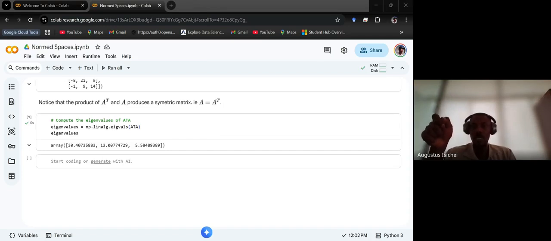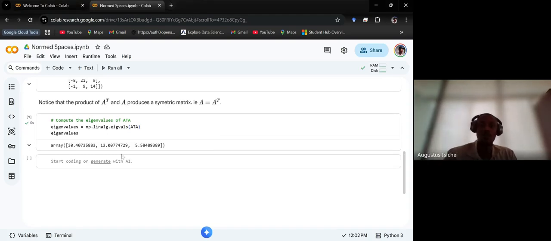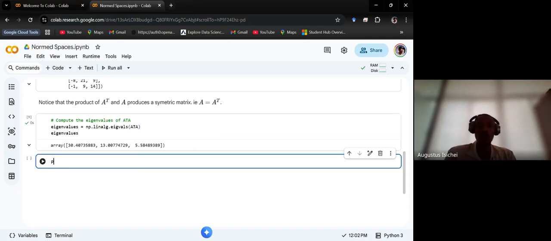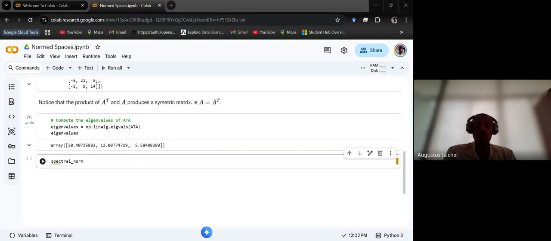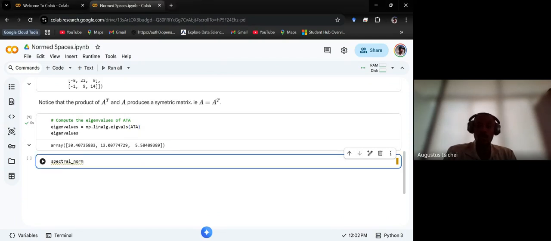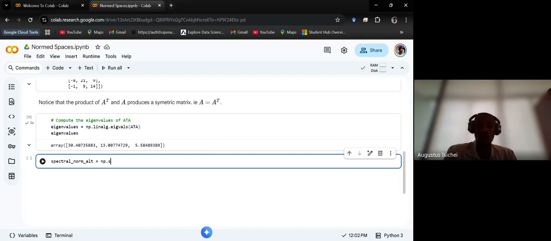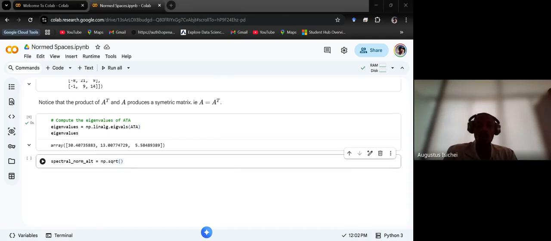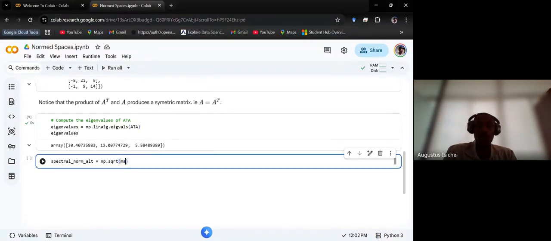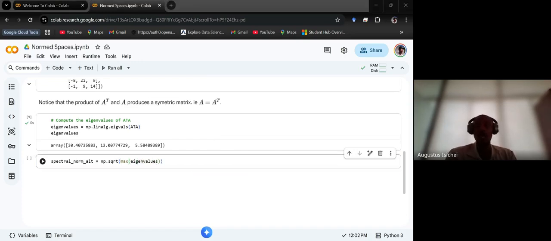Are you following me? Give me the square root of the maximum. We want to take the square root of the maximum of the eigenvalue. So let's call this the spectral norm. Spectral norm is equal to numpy. We're going to use numpy square root of the maximum of these eigenvalues that we computed, the maximum of the eigenvalues that we have computed.